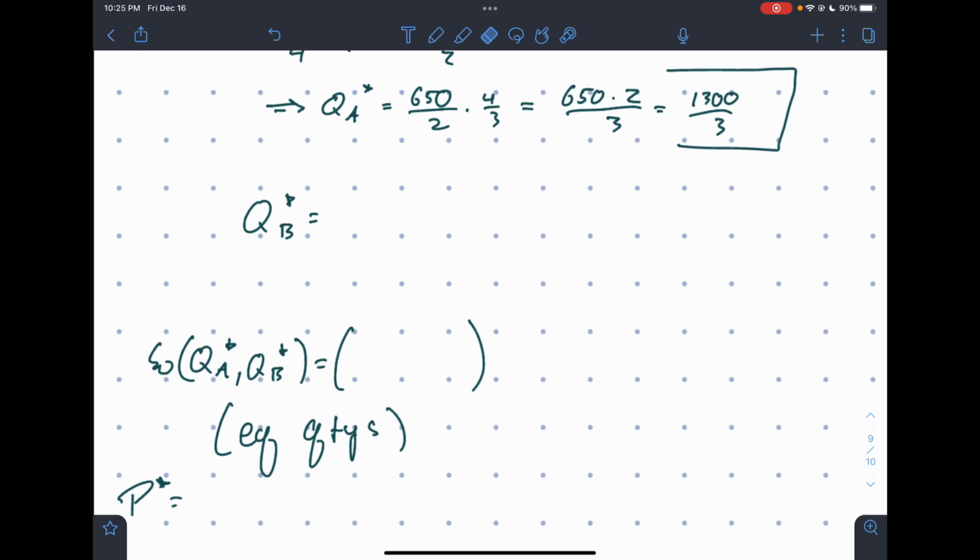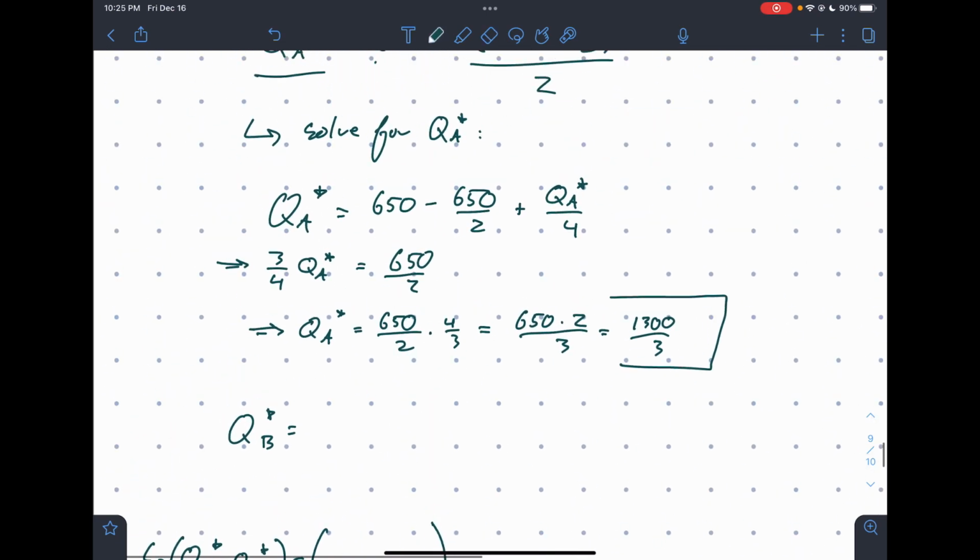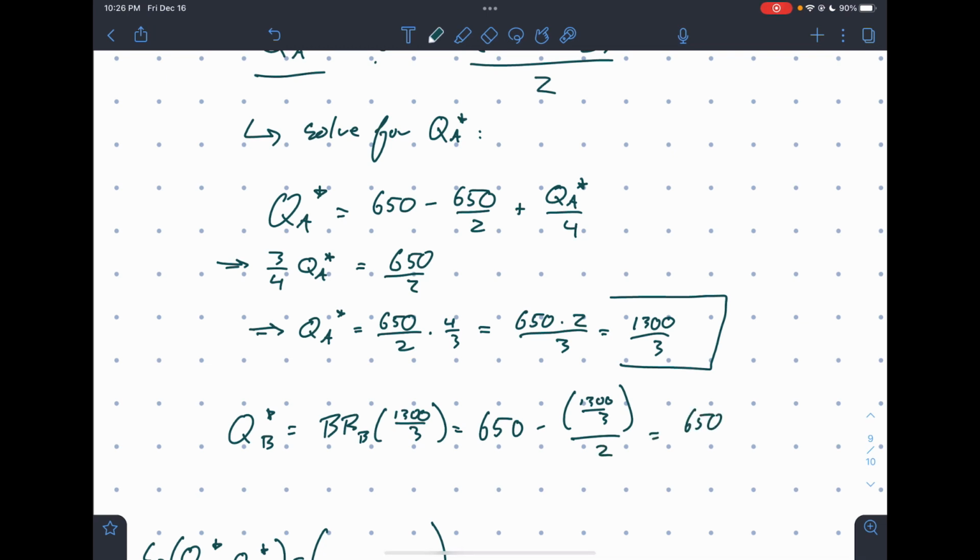So what I'm going to do is take this quantity for firm A and find firm B's best response to it. So it is going to be the best response of B to 1300 divided by 3. This is going to be 650 minus 1300 over 3 divided by 2. So it's 650 minus 1300 divided by 2 times 3.